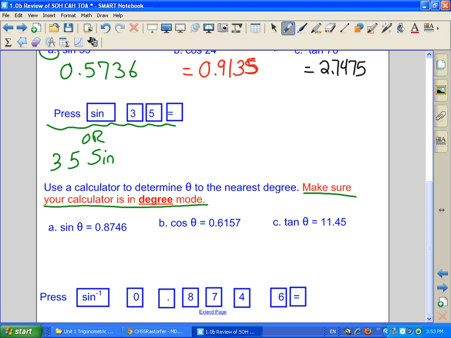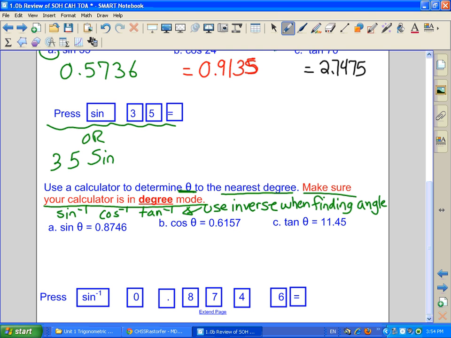Now we want to find some angles. And just remember, we use theta to replace an angle, and we're asked to find the angle to the nearest degree. So in this case, you have to do things backwards. In order to find an angle, you have to use your inverse buttons. So it's sine to the -1, or cos to the -1, or tan to the -1. Okay, whenever you're finding an angle, use the inverse buttons. So use inverse when finding an angle. Again, that should be a review from grade 10 and 11.